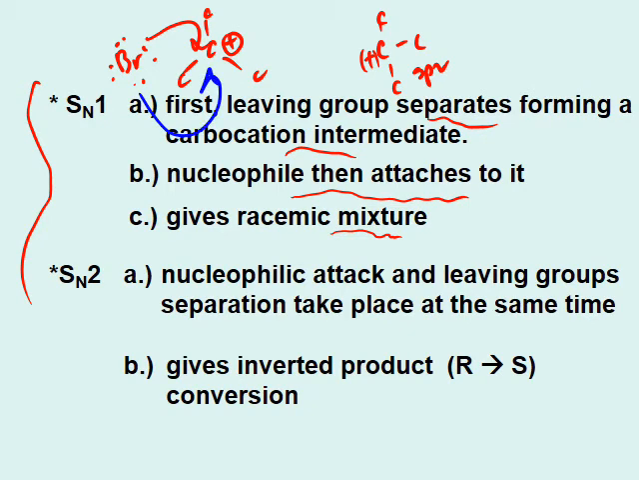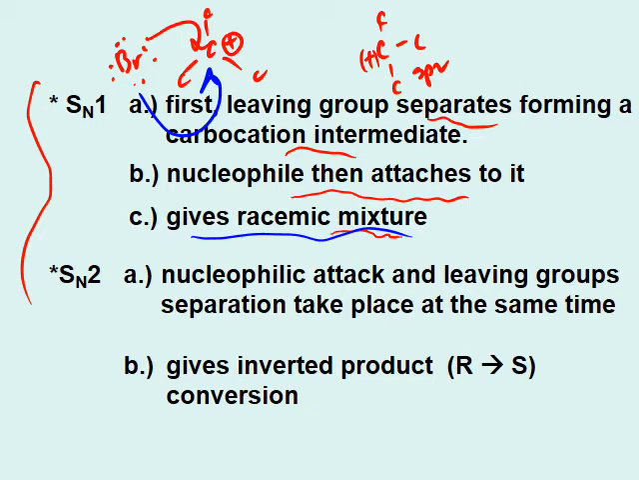If it comes from the top, you see one kind of tetrahedral structure. If it comes from the bottom, you get an inverted product. So you get a mixture of both. If it is an R and S possibility, you're going to get equal numbers of R and S, and that gives you a racemic mixture.